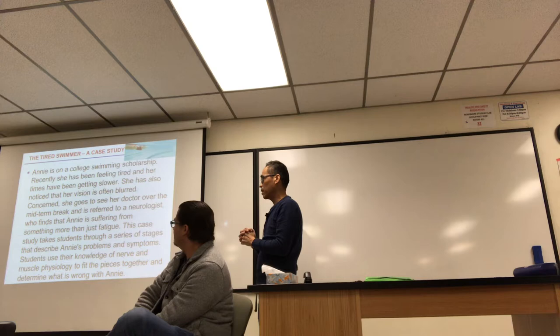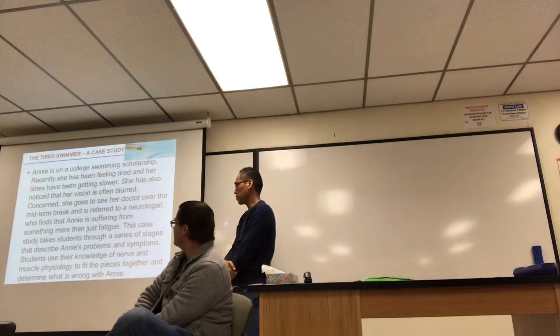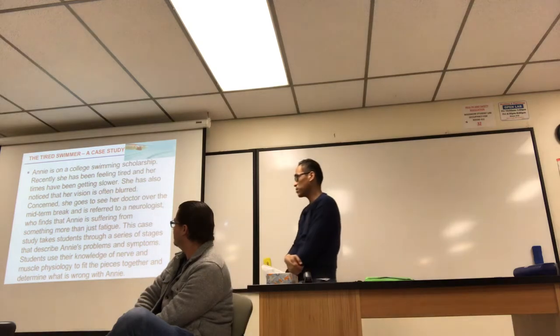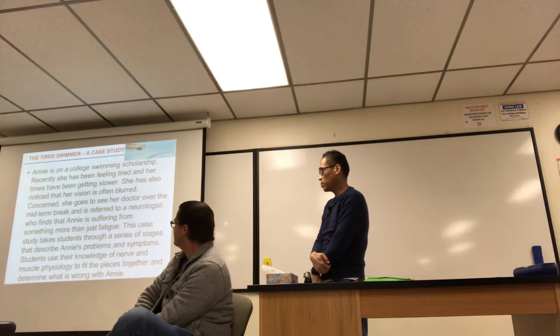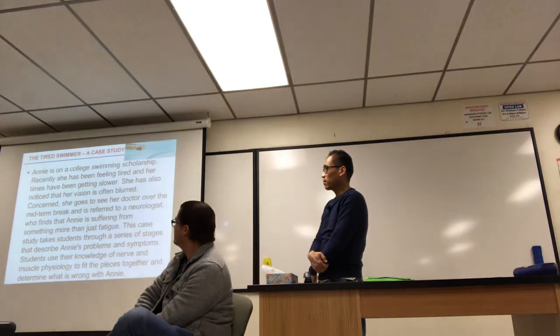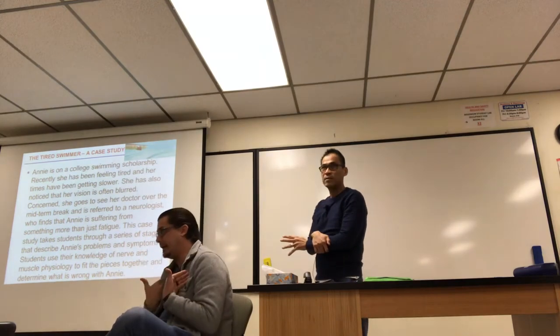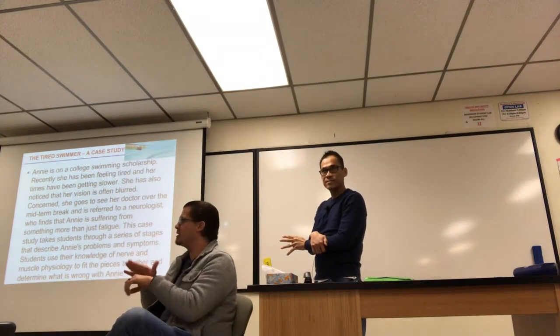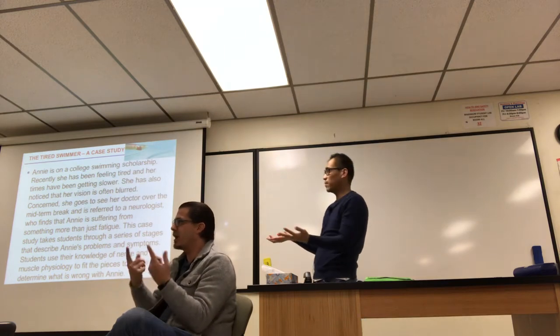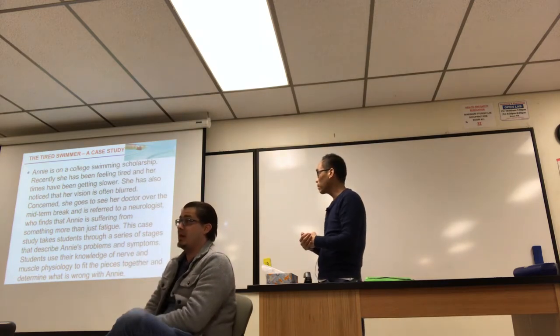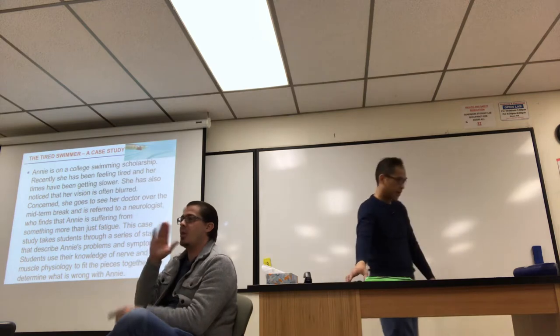This case study takes students through a series of stages that describe Annie's problems and symptoms. Students use their knowledge of nerve and muscle physiology to fit the pieces together and determine what is wrong with Annie. Okay, so we got blurred vision, fatigue, she's an athlete, but she's kind of slowing down. Okay, what's going on? This could happen to anybody. Okay, so we'll get back to that.